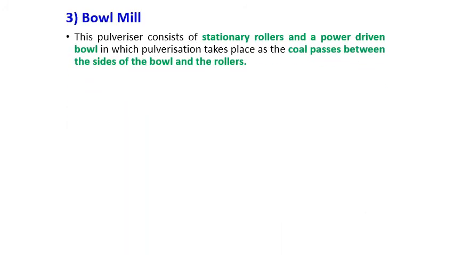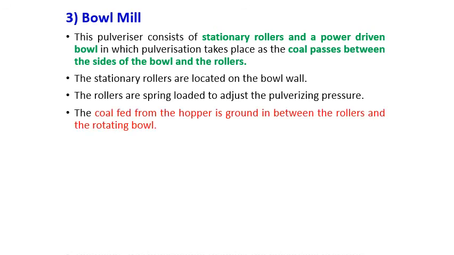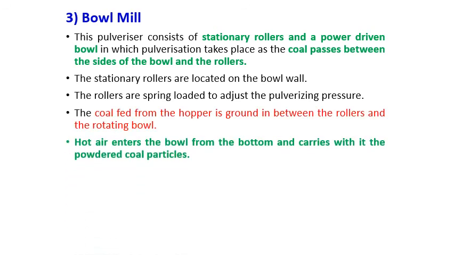Let us see some features of the bowl mill. This mill consists of stationary rollers and a power driven bowl in which pulverization takes place, and coal passes between the sides of the bowl and the roller. The stationary rollers are located on the bowl wall. The rollers are spring loaded to adjust the pulverizing pressure. The coal is fed from the hopper and is ground to powder between the rollers and the rotating bowl.